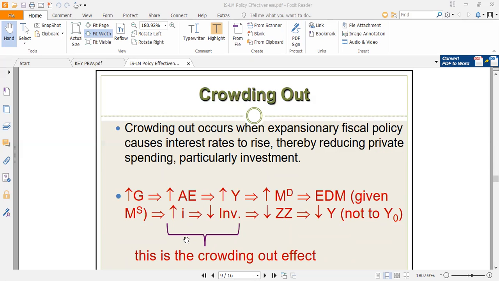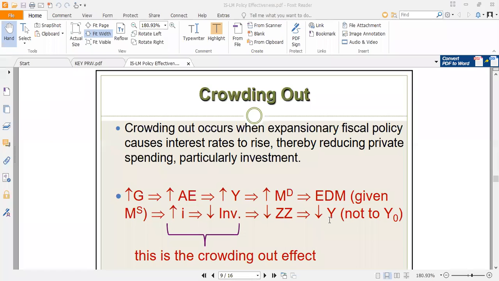So the price of bonds will fall, and that is what will cause interest rates to go up. So when interest rate goes up, automatically investment will fall. So this is the crowding out we have been talking about. Because there's an increase in interest rates, there's supposed to be a fall in investment. And investment is part of aggregate spending. So when investment falls, aggregate spending will fall. That will cause the income level to fall.